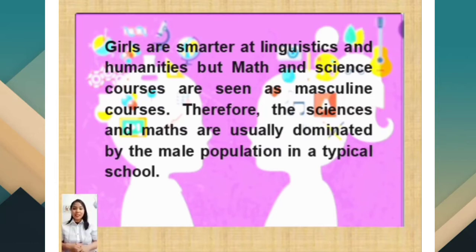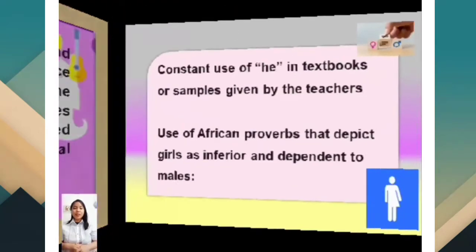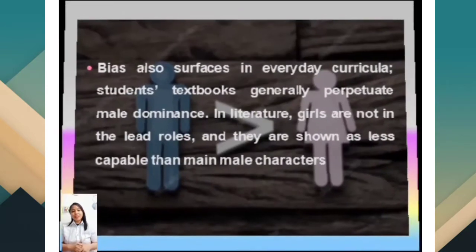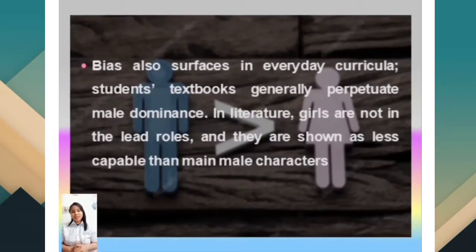Then we have another example, which is the constant use of "he" in textbooks or in examples given by the teacher. There is also the use of African proverbs that depict girls as inferior and dependent on males. Bias also surfaces in everyday curricula wherein students' textbooks generally perpetuate male dominance. In literature, girls are not the lead roles, and they are shown as less capable than the main male character.